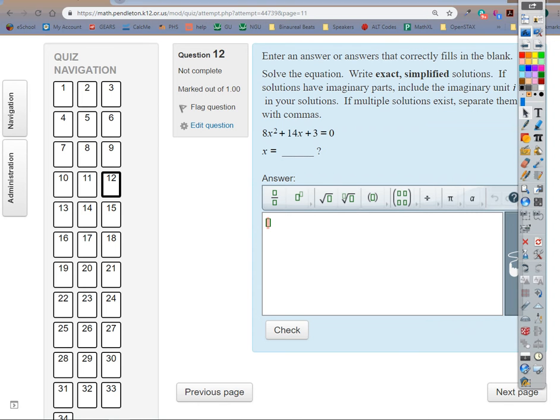Solve the equation. This one does say include i's if necessary. How would you do this one? Quadratic formula for sure, right? So do we want to do that, or are you good with that? Do it? Okay. Let's do it.